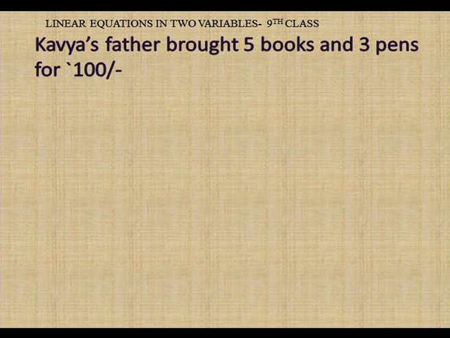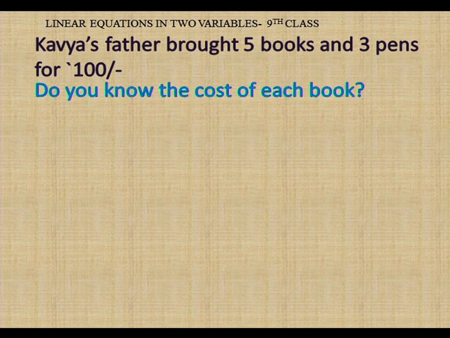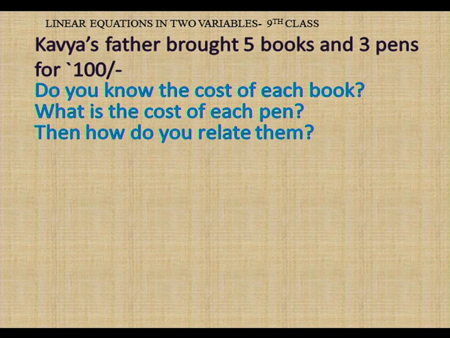Kavya's father brought 5 books and 3 pens for 100 rupees. Now, when you want to show this in a linear equation form, how do you show it? Do you know the cost of the book? What is the cost of the pen separately? We do not know. So, in these cases we always try to estimate them as x and y. Now, please see, do you know the cost of each book? What is the cost of each pen? So, how do you relate them?